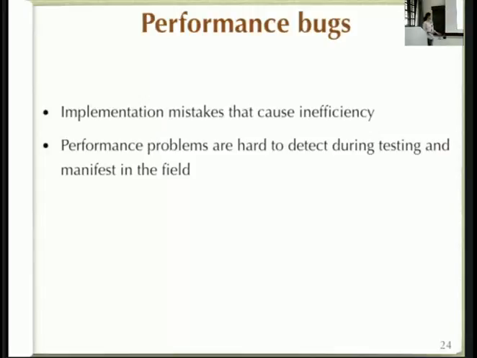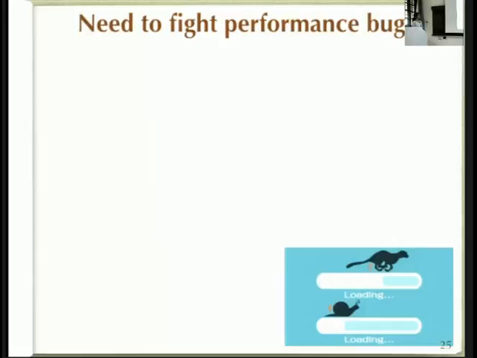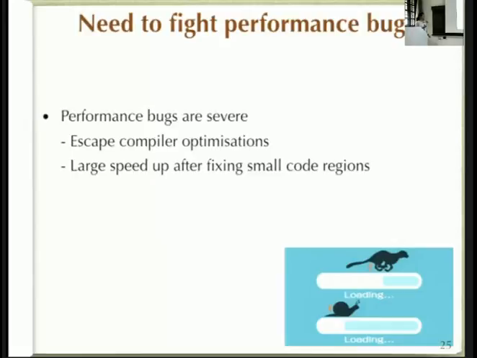So let's see what it is. Okay, so they degrade application responsiveness and end up frustrating end users. So we need to fight performance bugs. Why is it required? Because they escape compiler optimization. We talked about an inefficient loop, right? If it is performing some operation which is not used anywhere, like dead code maybe, is it possible to catch it using compiler optimization?